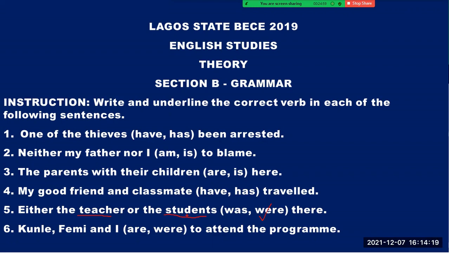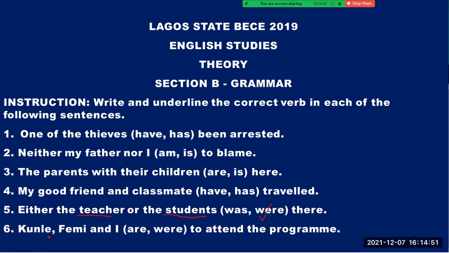In other words, we are just trying to leave certain things implied. We can say either the teacher was there or the students were there, but then we omit the verb that should apply to the teacher, and then it is implied. So either the teacher or the students were there. Okay, so that's the way it works.